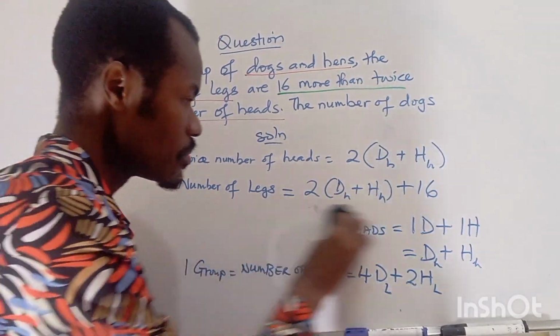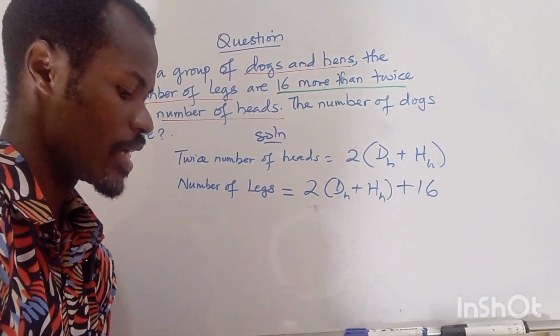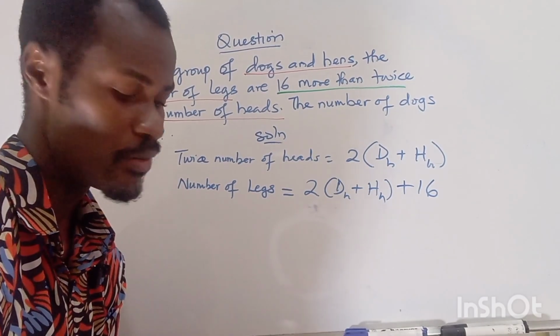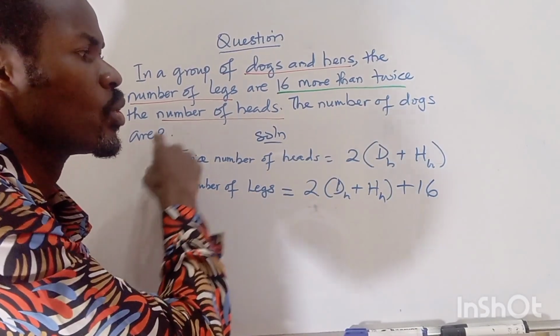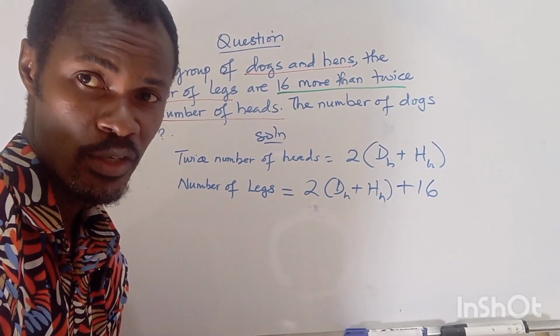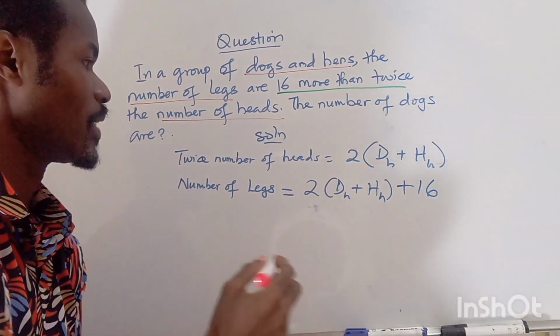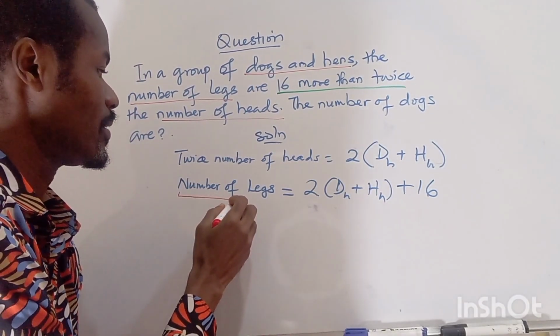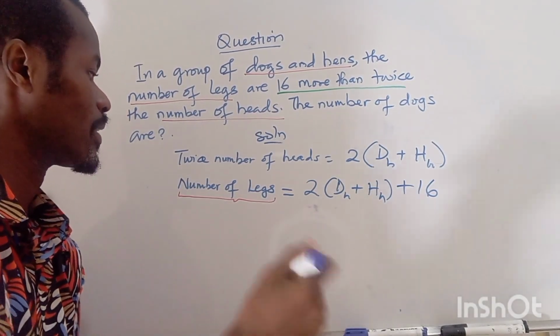All right. Now, I have gotten this understanding. We can now begin to what? Simplify and solve. Now, the question says the number of dogs are... So, we want to know the number of dogs that are being grouped with the hens. Now, from the question, we already know this, which we already have as what?